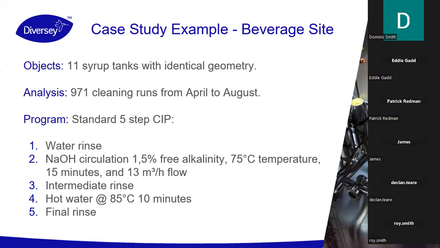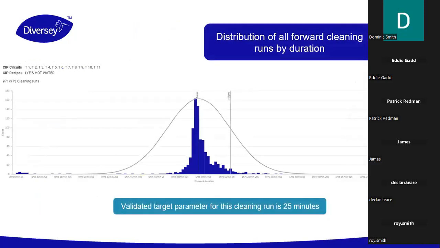So it did a water rinse, it did a caustic circulation, 75 degrees C for 15 minutes at 15 cubic meters an hour. Then there was an intermediate rinse and a hot water sterilization, 85 degrees for 10 minutes, and then a final rinse to cool down. And this is the distribution of all cleaning runs by duration. So obviously, there are some outliers.